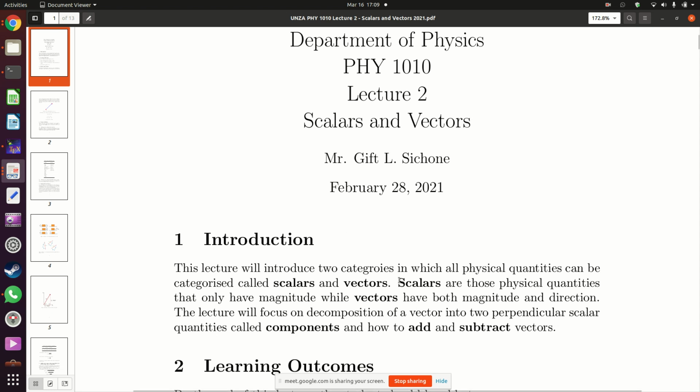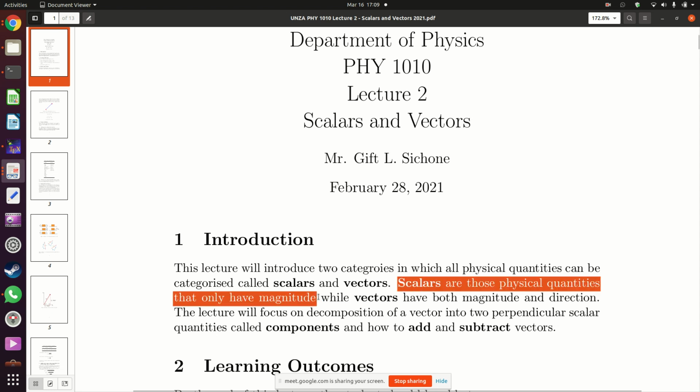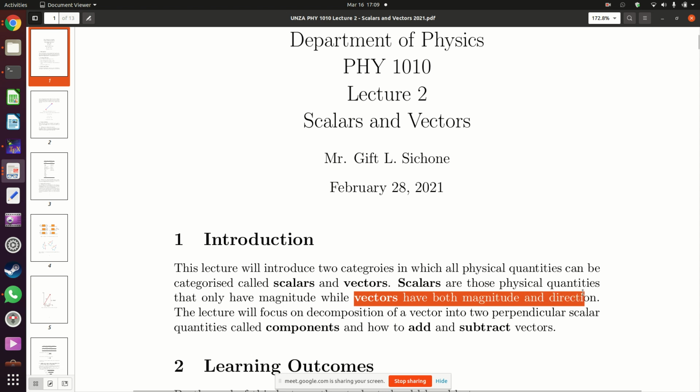So a scalar is a physical quantity which only has magnitude or size. So those physical quantities which only have size, those are what we refer to as scalars. While a vector is a physical quantity which has got size and direction. A good example of a scalar is mass. We just say this object weighs 10 kg or this object weighs 5 kg. Okay? For mass, there is no information about direction because mass does not have direction.